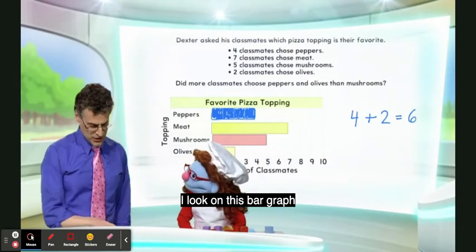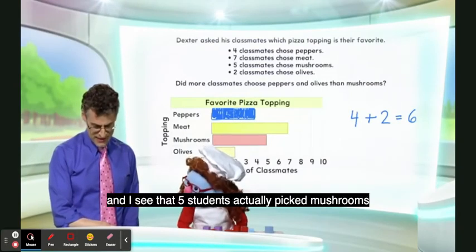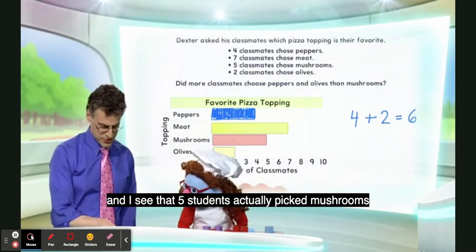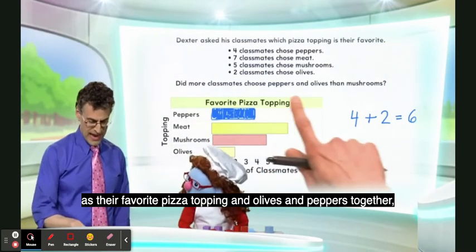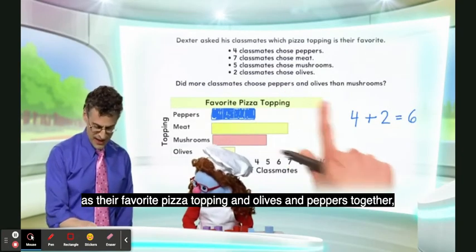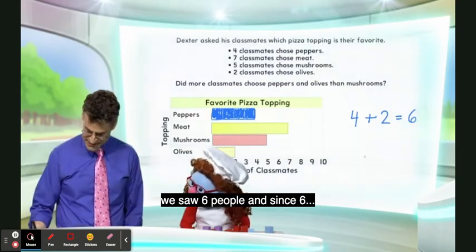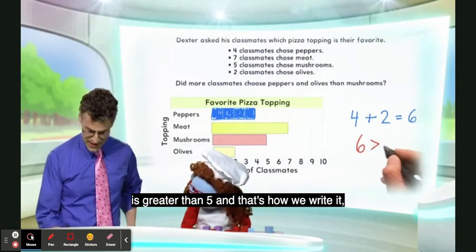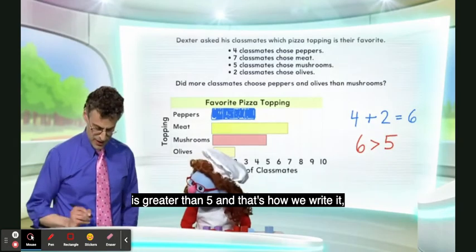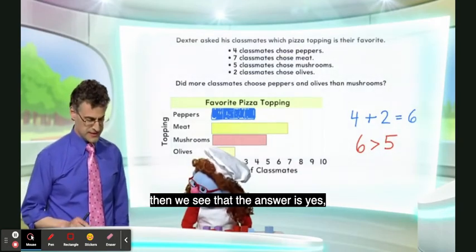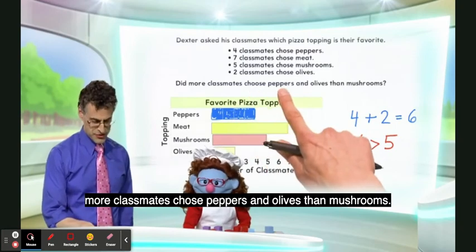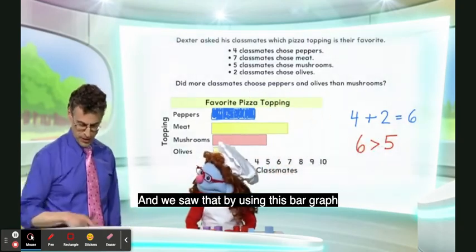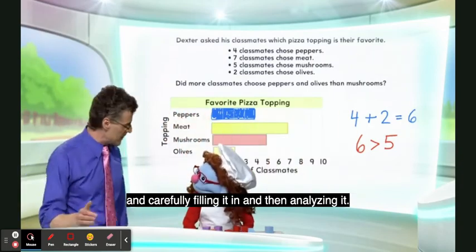Well, let's see. I look at this bar graph, and I see that 5 students picked mushrooms as their favorite pizza topping, and olives and peppers together, we saw 6 people. Since 6 is greater than 5, and that's how we write it, the answer is yes, more classmates chose peppers and olives than mushrooms. We saw that by using this bar graph and carefully filling it in and then analyzing it.